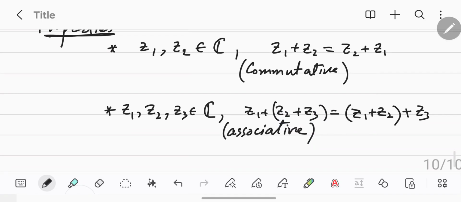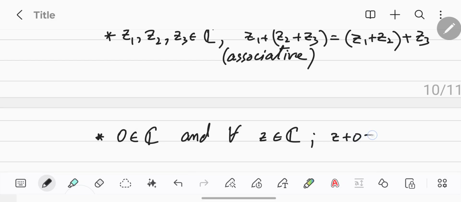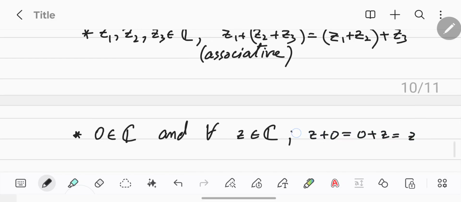Okay, look at the last property. The last property says the zero element, which is called the additive identity. This is also an element of the set of complex numbers. This means 0 is an element of the set of complex numbers, and for all other elements of the complex numbers, we have z plus 0 is equal to 0 plus z is equal to z.